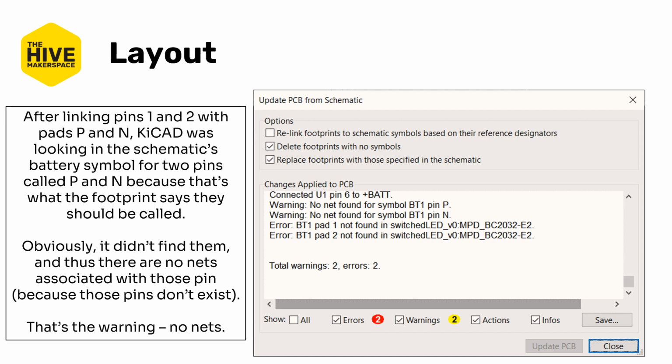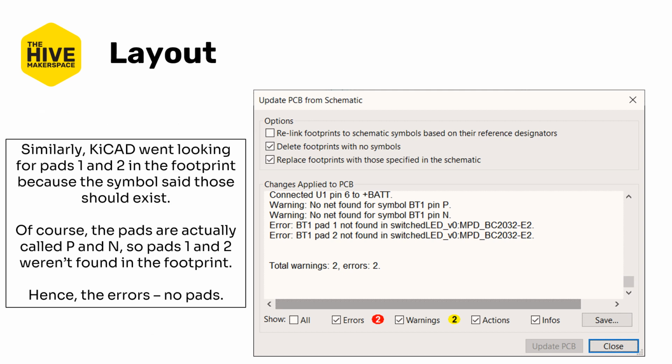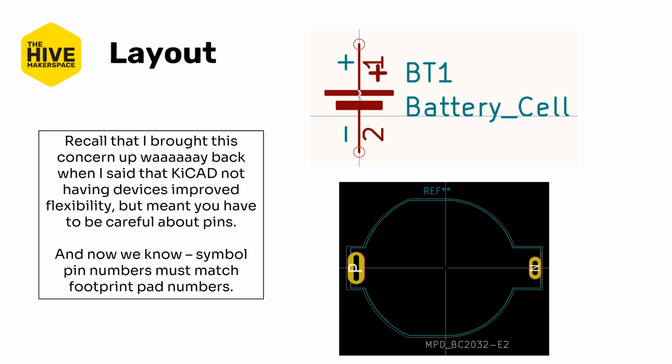That's the warning: no nets. Similarly, KiCAD went looking for pads 1 and 2 in the footprint, because the symbol said that those should exist. Of course, those pads are actually called P and N, so pads 1 and 2 weren't found in the footprint. Hence the error: no pads. Recall way back that I brought up this concern when I said that KiCAD not having devices improved flexibility, but you did have to be more careful about pins. And now we know: symbol pin numbers must match footprint pad numbers.